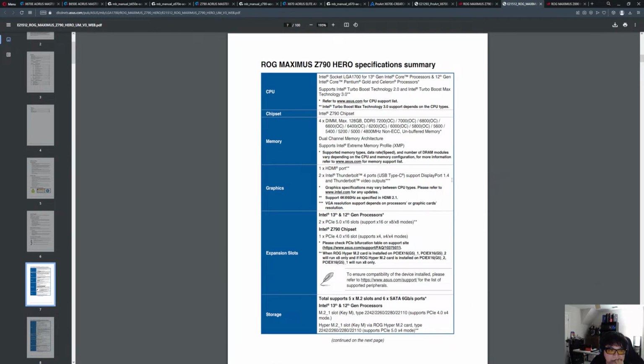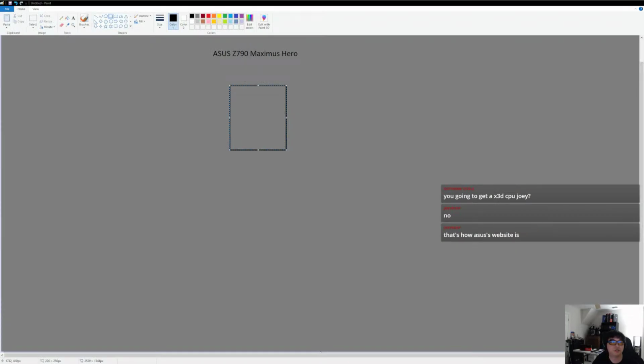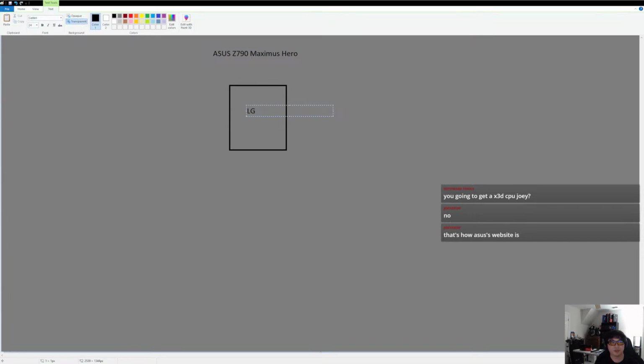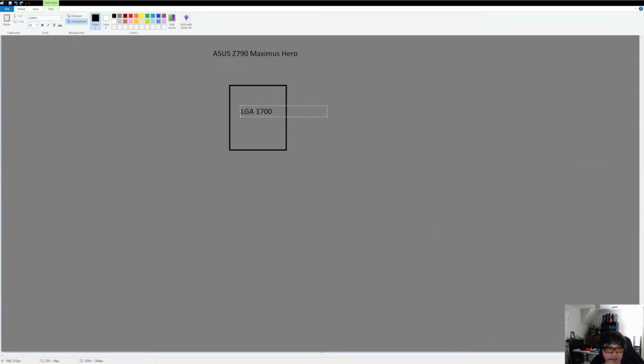Okay, so before we look into the motherboard, I'm just going to draw the groundwork first, because the Intel one is a little bit easier in the sense that you have two things. You literally just have the CPU block. So you have the LGA 1700. Yeah, ASUS's website is really annoying. You have the LGA 1700. Is there anything else about this? Oh, I think that's it.